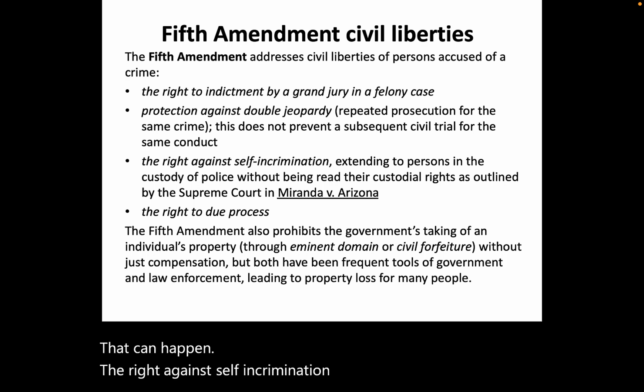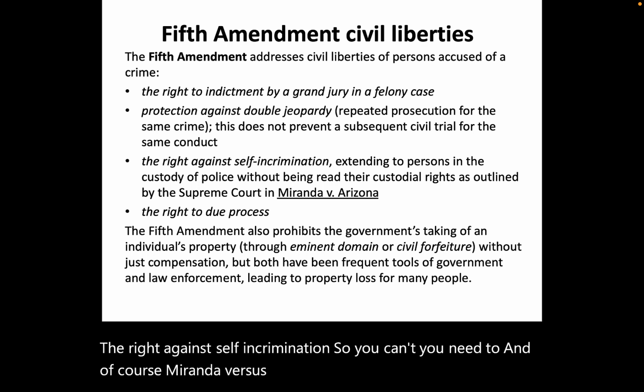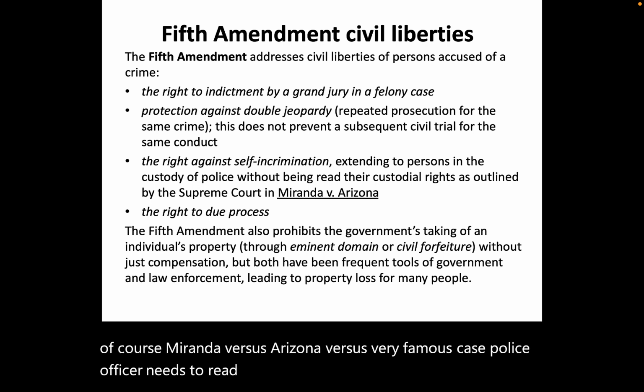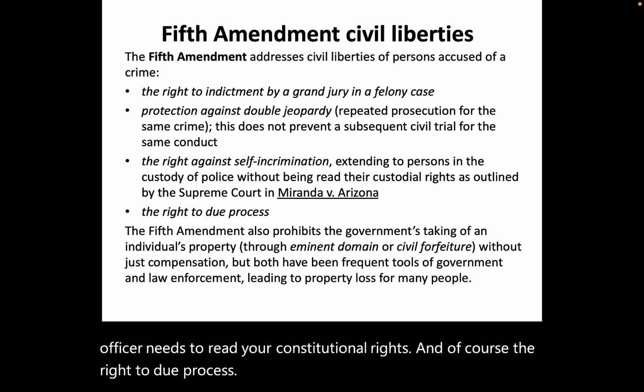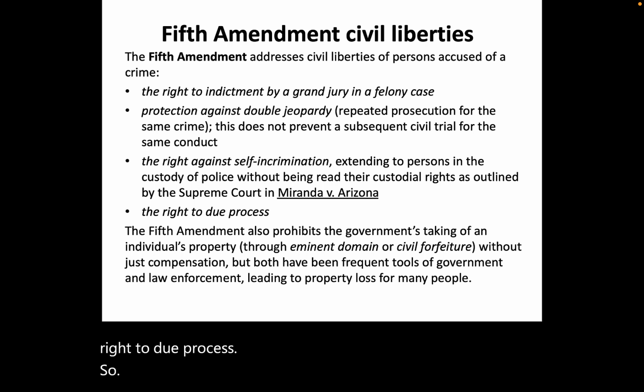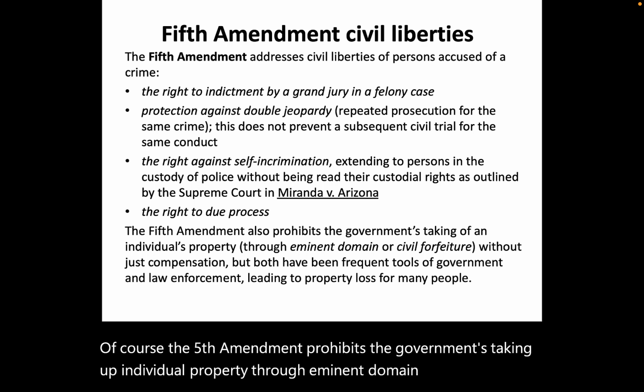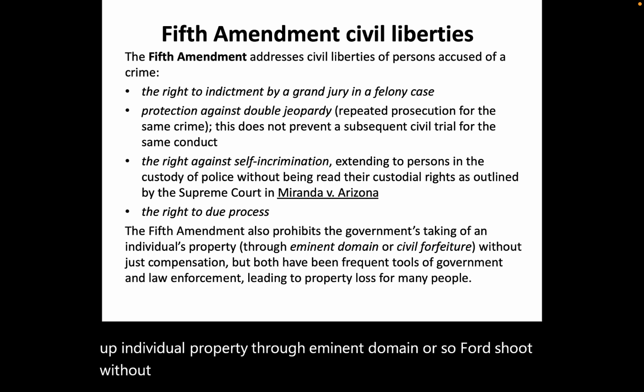Miranda versus Arizona was a very famous case. A police officer needs to read your constitutional rights, and of course the right to due process. The Fifth Amendment also prohibits the government's taking of individuals' property through eminent domain or civil forfeiture without just compensation. Both have been frequent tools of government law enforcement.